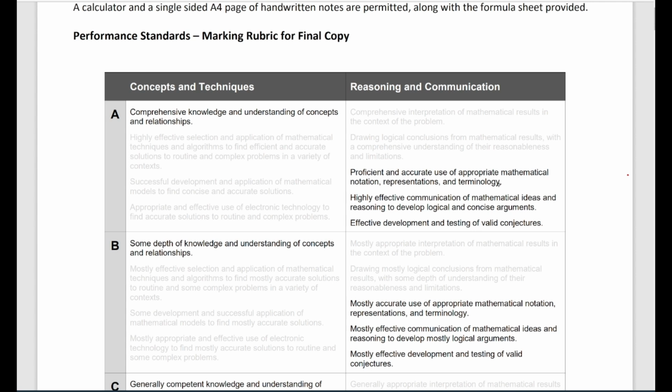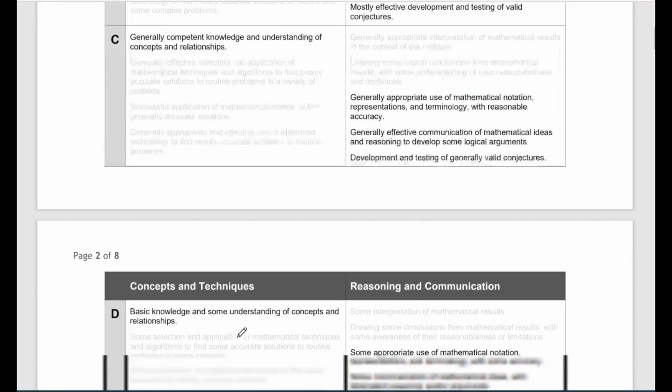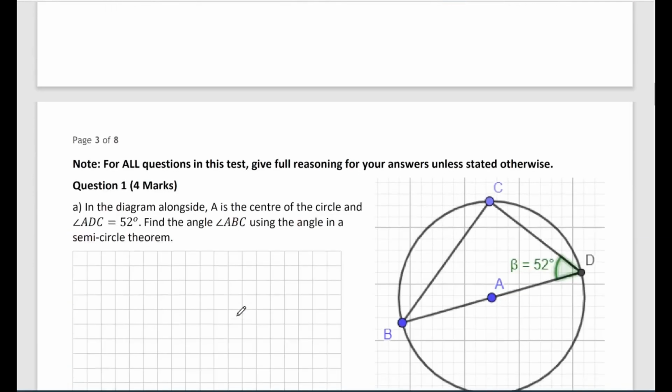Then this next one is notation. The one under that is reasoning. Really important for this reasoning one is, can you explain everything you're doing? And the last one is development and testing of valid conjectures. That means you're making predictions about circles in this test, and then you're testing those predictions. Okay, so let's make a start.